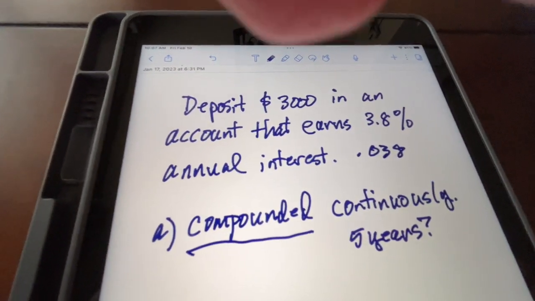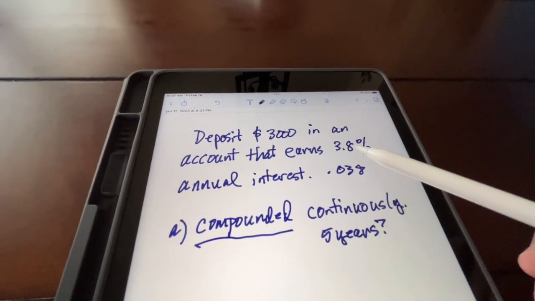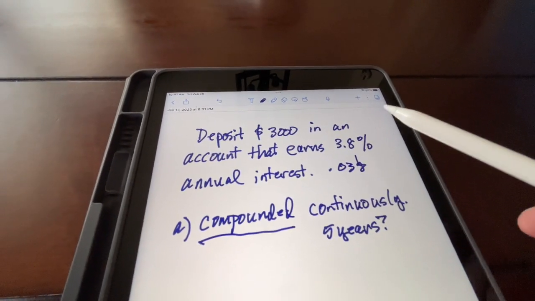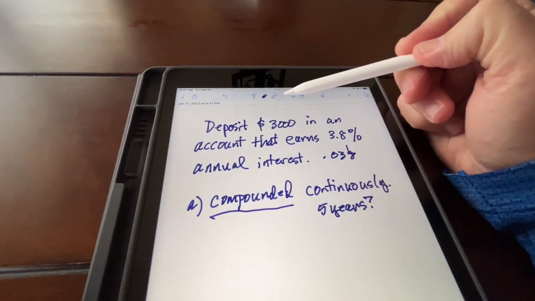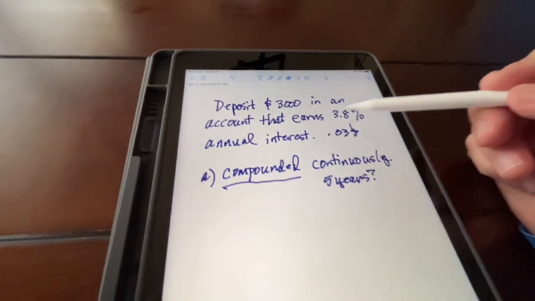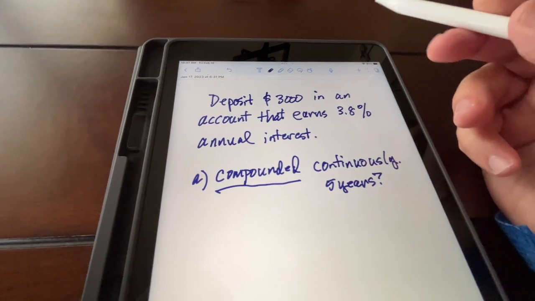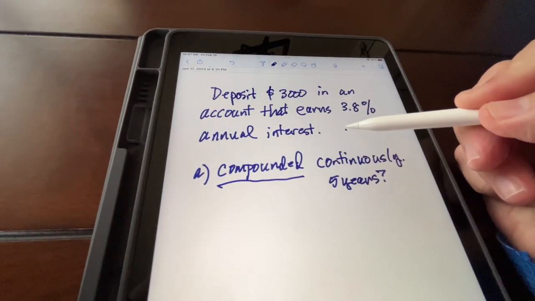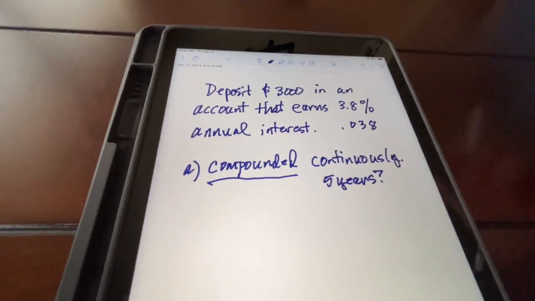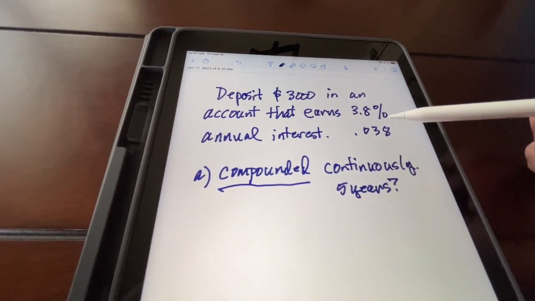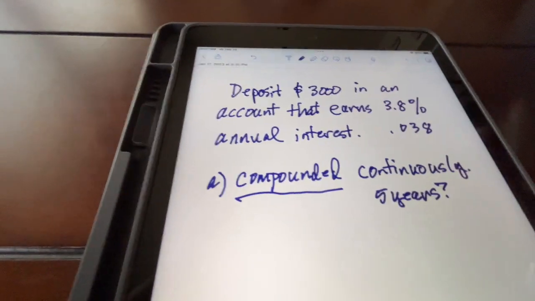Now, one of the things you have to do with problems like this is convert the interest rate to a decimal. So 3.8% becomes 0.038 as a decimal. That's how you drop the percentage sign and move the decimal two places to the left. So we'll use that.